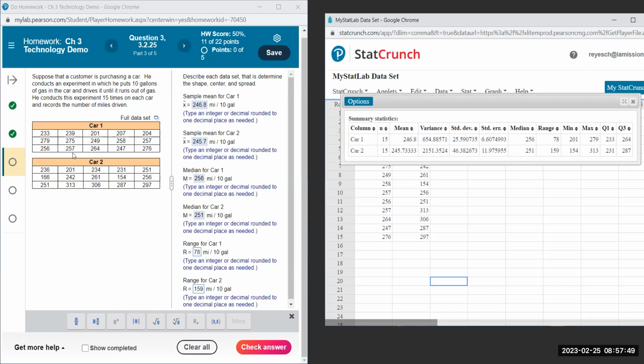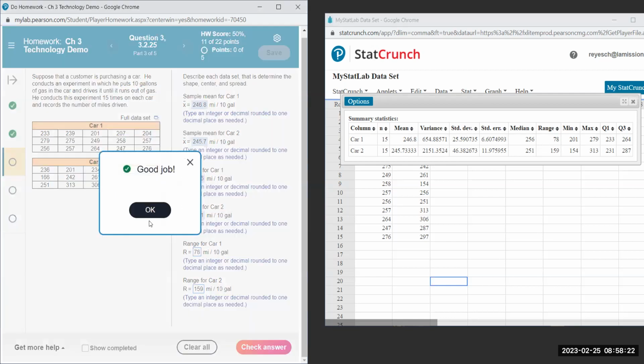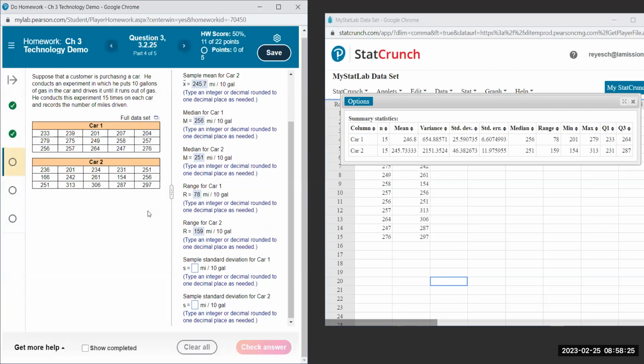These seem to be more consistent. They were all in the 200s. They weren't as spread out. So consistent means maybe more reliable, because then you can kind of know that you're going to get 200 and something here, where here it could be as low as 154 and as high as 313. That's a huge difference in terms of what you can expect out of one tank of gas, and that's not as reliable. So sometimes it's not enough just to know the center. Sometimes if we look at other values, that can help us make better decisions.